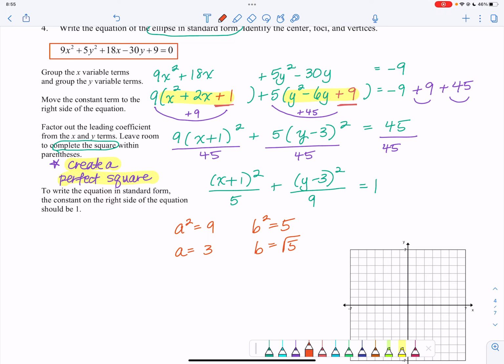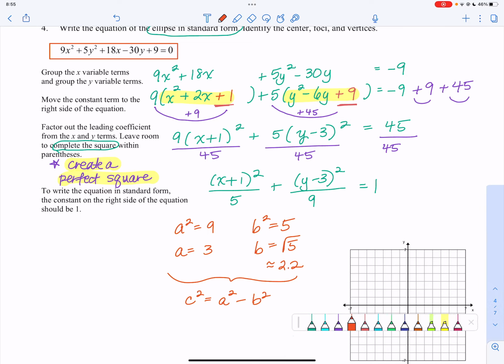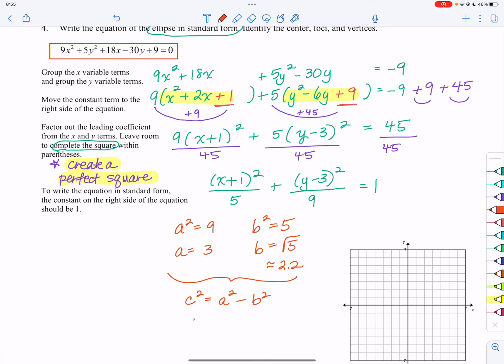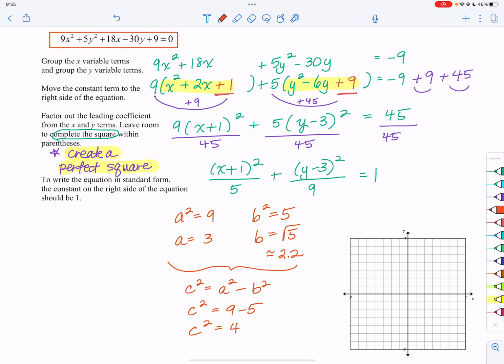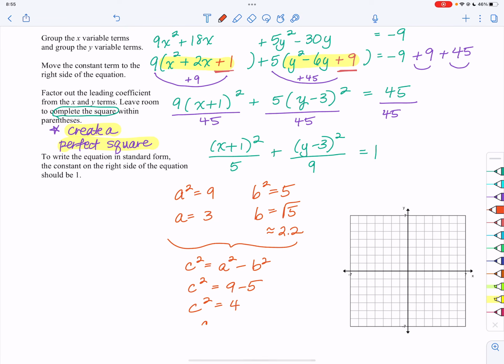Okay, so now from there, we usually go ahead and find C. Real quick, let me just write root 5 is about 2.2. So now we have C squared equals A squared minus B squared. And C squared is 9 minus 5, which is 4. And now we have C is equal to 2.